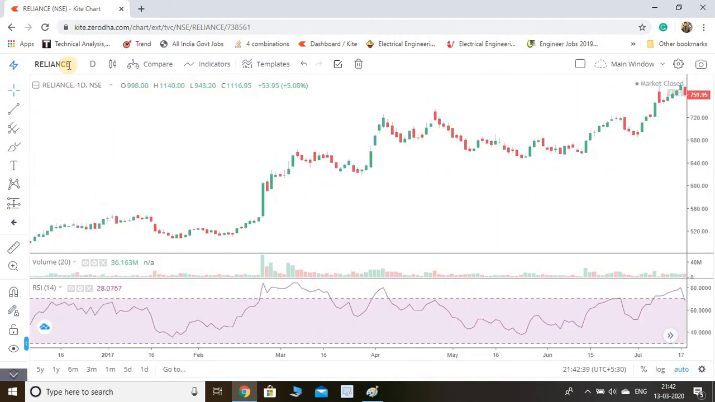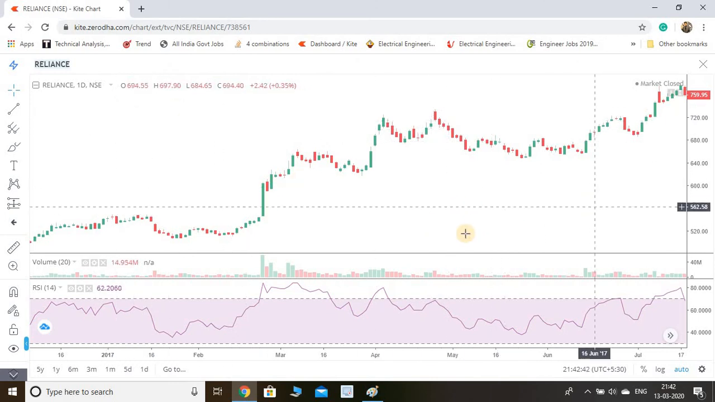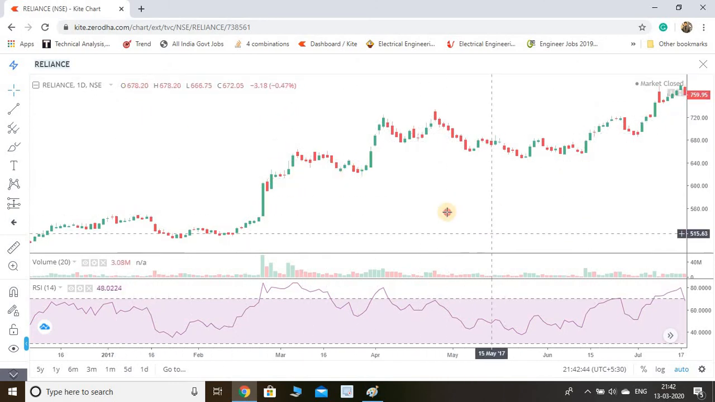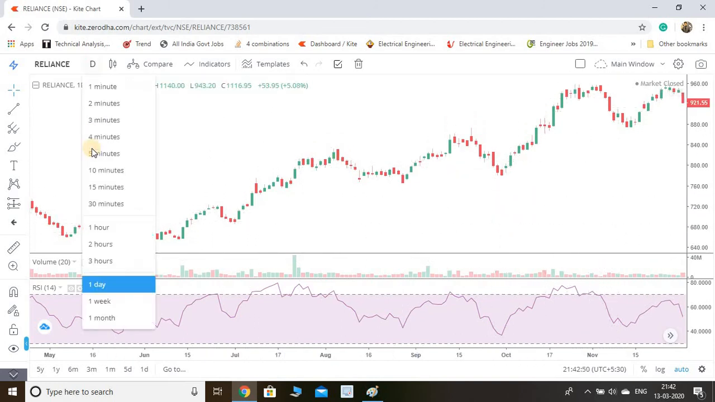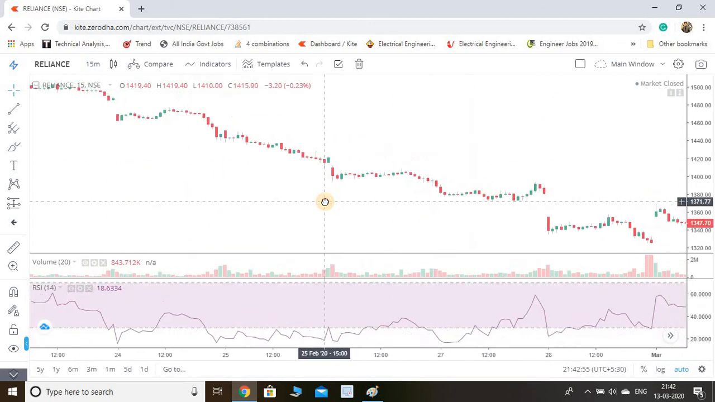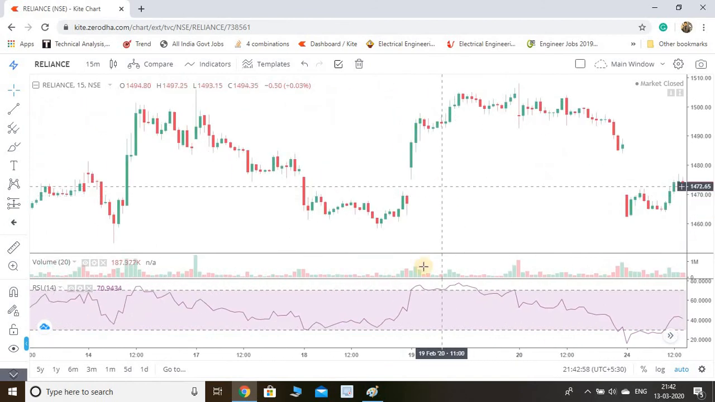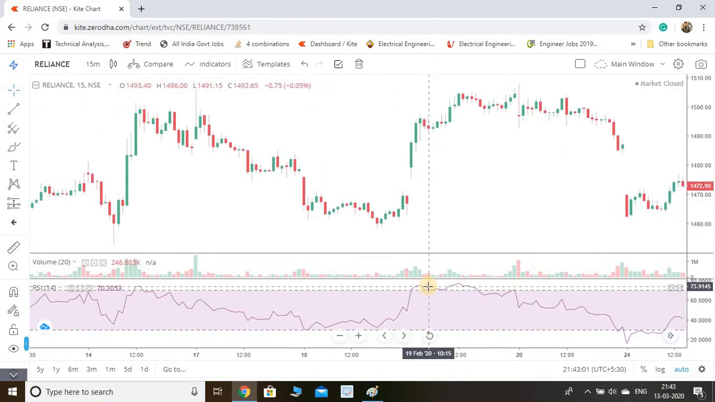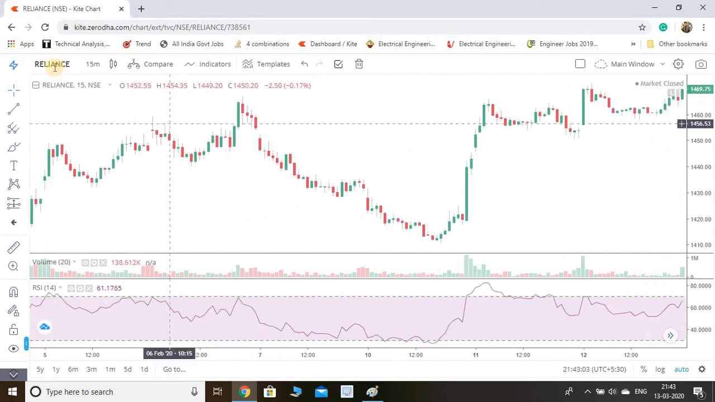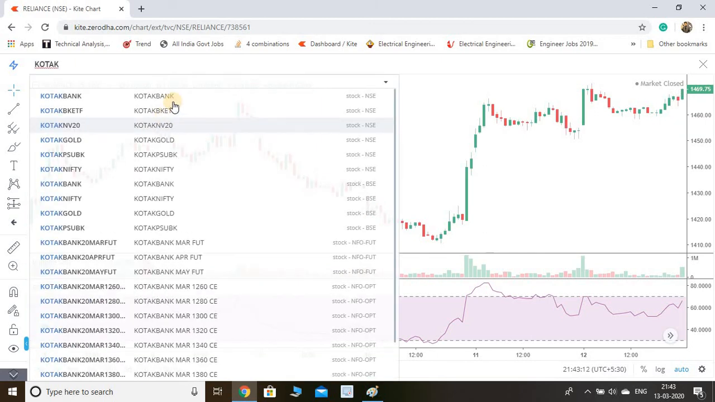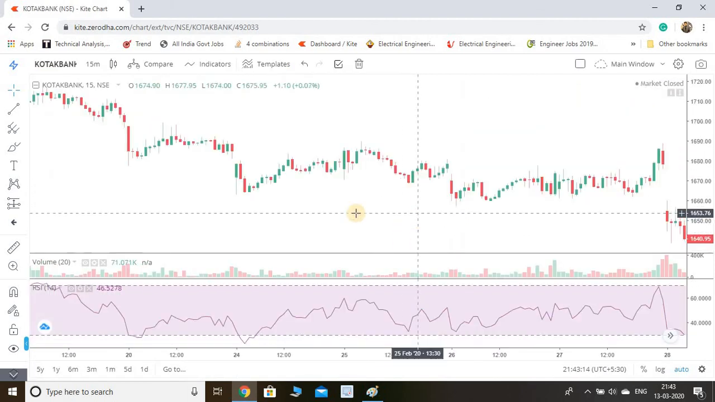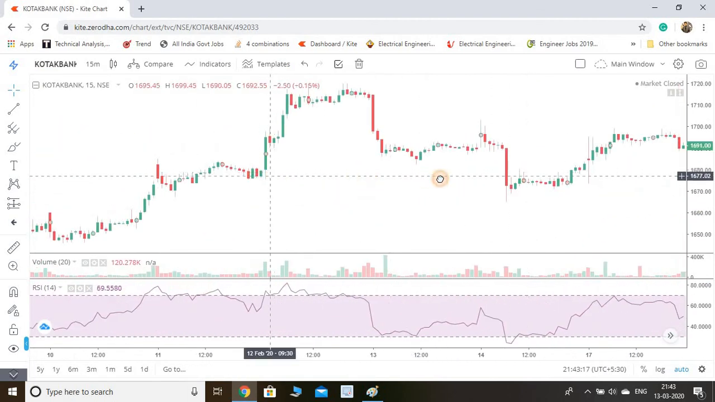Okay, so there are lots of examples I can give you. In any stock, just focus and keep in mind what I have showed you. Okay, in 15 minutes, let's check something here. Maybe no, this has broken. Kotak Bank, or any stock, whatever you want. Sorry. Let's check in 15 minutes.